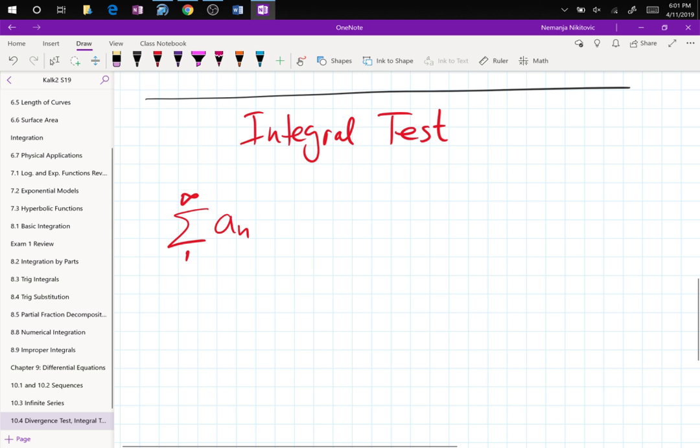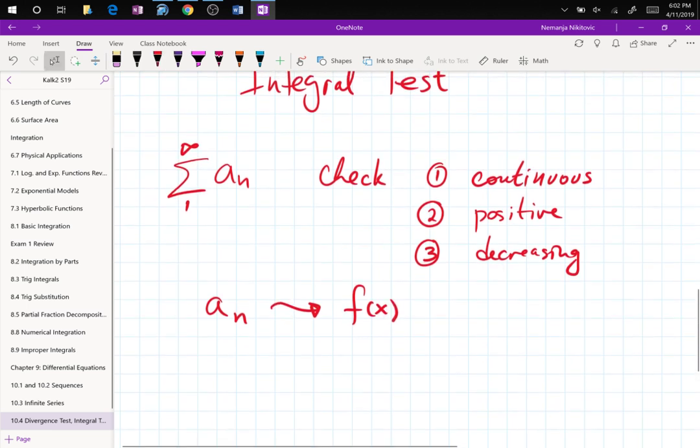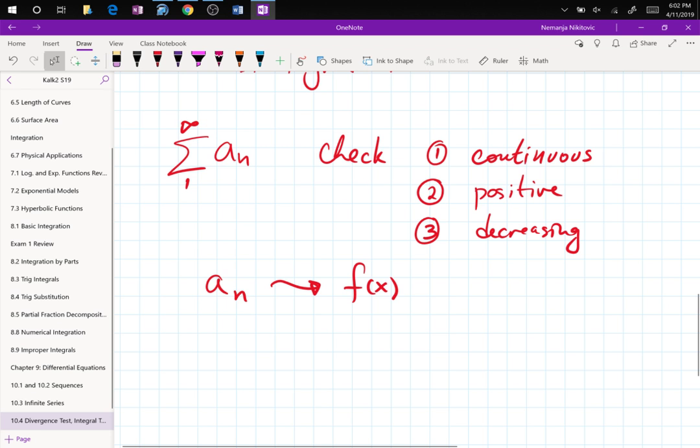All right, so what do we have? We have 3 conditions. Check. Number 1, continuous. Number 2, positive. Number 3, decreasing. So if it passes all of these conditions, then you can take your an and transform that into f of x, and then here is the test. Finally, here is the test.